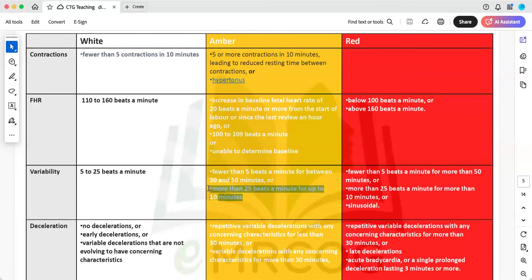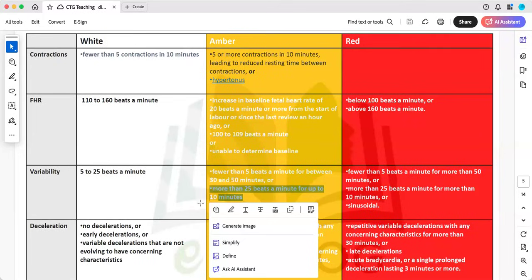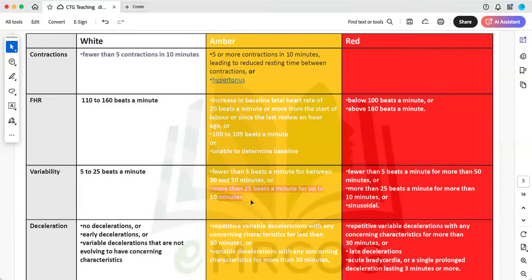And I will give it as amber features. Sometimes it can happen with cord decompression, or it can be in a mild or early hypoxia. If it is persistent, increased variability, this actually means ongoing fetal distress and you need to escalate to a senior obstetrician immediately. Okay, so this is for the variability.